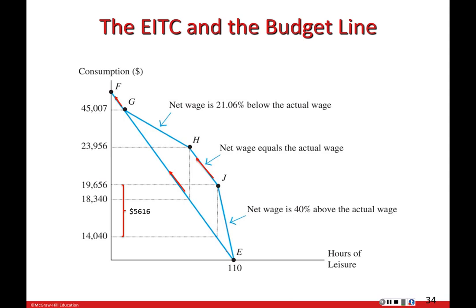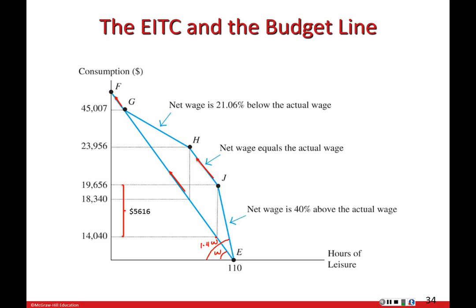If the hourly wage that the labor market pays is W, then this slope here is going to be 1.4 times W, because the government is paying a 40% earned income tax credit. Correct? Now this credit can be availed as long as earned income is less than or equal to 14,040. So that's this point here.